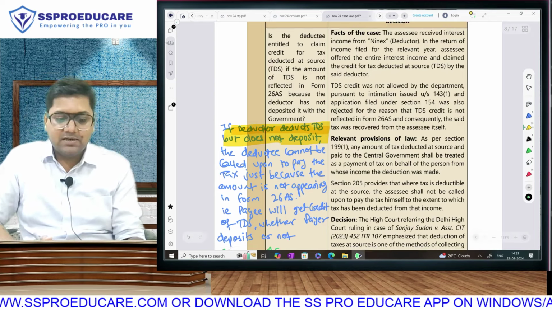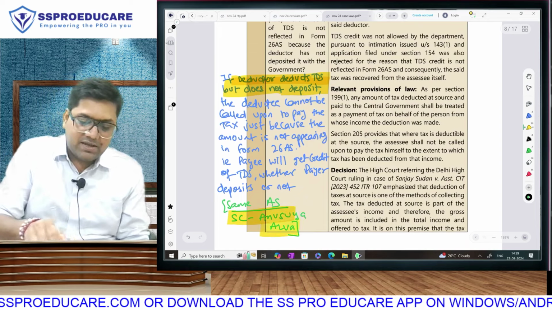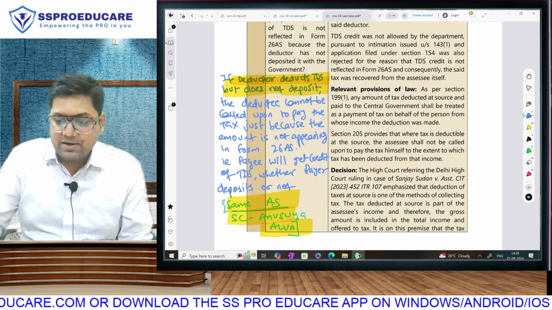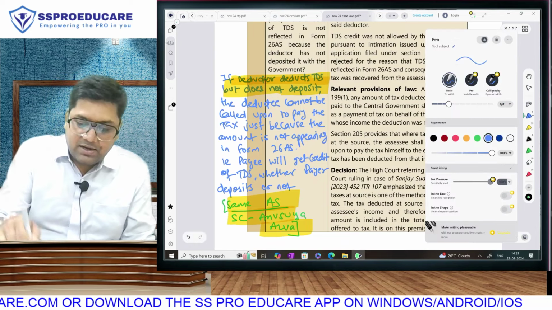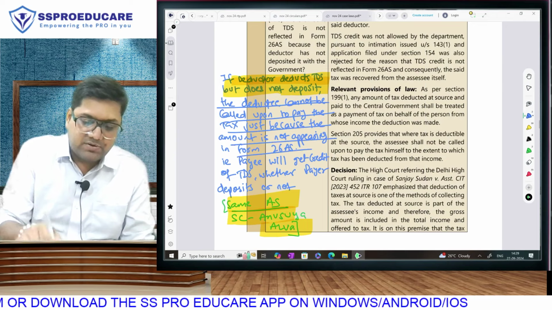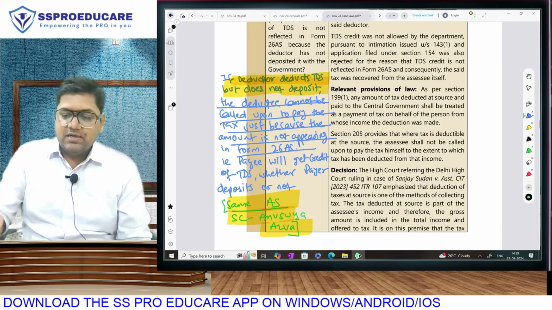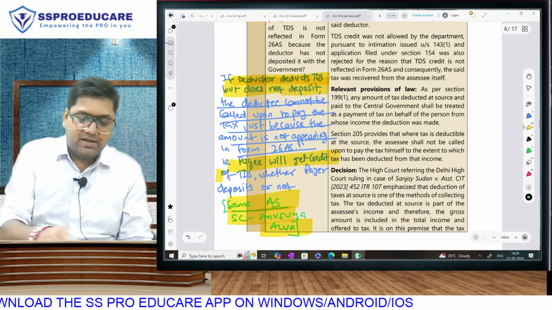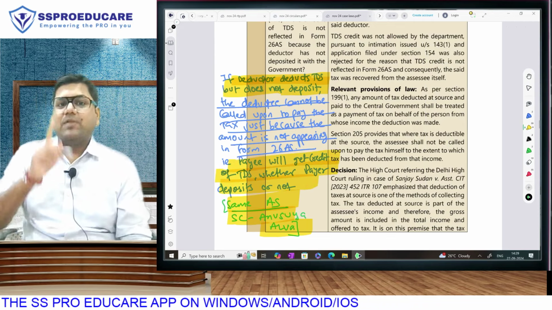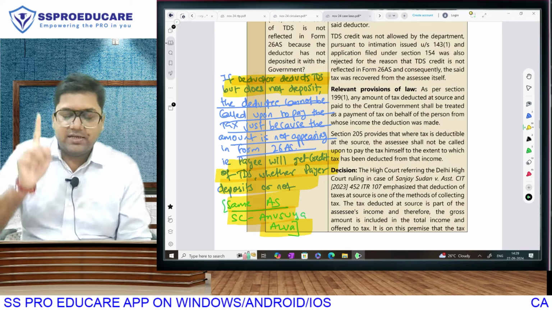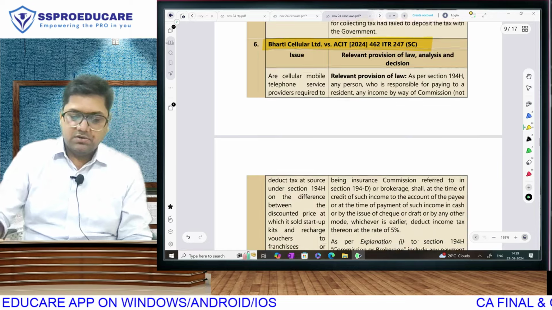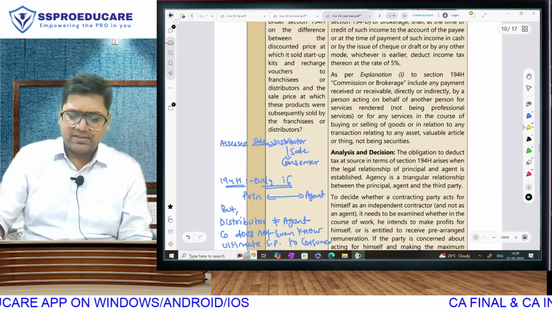Then in that case, ladies and gentlemen, the Anusuya Alva case law is now getting repeated. It means we have a modern case law on the same line. The deductee cannot be called upon to pay the tax just because the amount is not appearing in Form 26AS, which simply means the payee will get credit of TDS whether the payer deposits or not. If the payer has deducted TDS, the payee is going to get credit of the same. Understood? Next is Bharti Cellular.